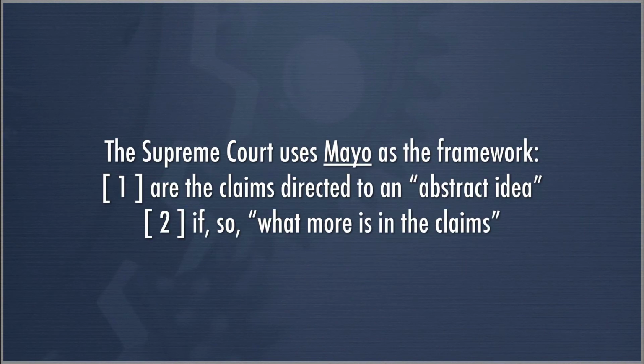The court used Mayo as the framework, which is an interesting move, right? So they clearly don't really discuss the Bilski case very much, at least not its analytic components, and they use the Mayo framework as the basis of the decision, and they describe it quite clearly, actually, as a two-step framework. First, are the claims directed to what they describe as an abstract idea? And if they are, what more is in the claims? Is there something more in the claims that allows them to become patentable nonetheless, that it's an abstract idea?